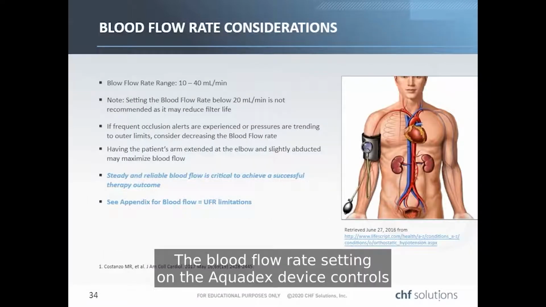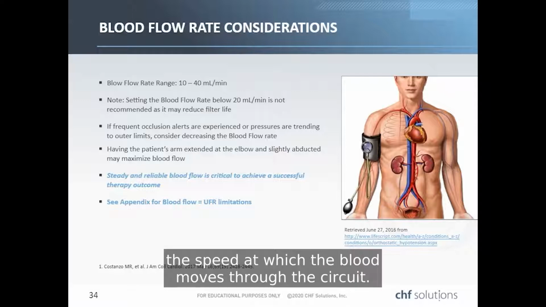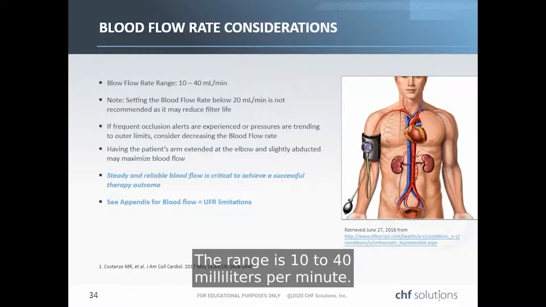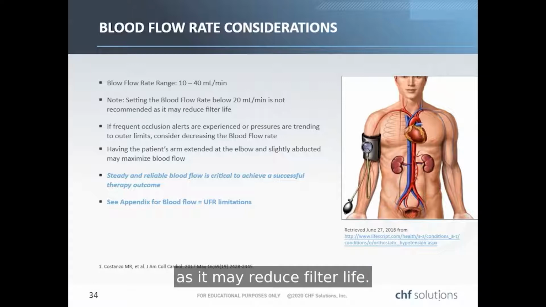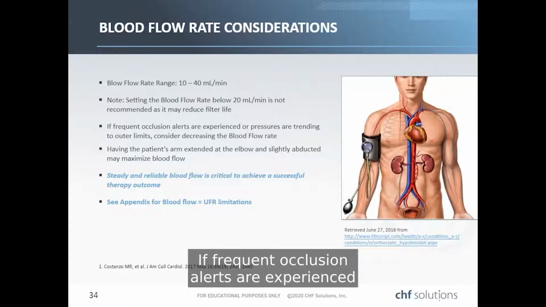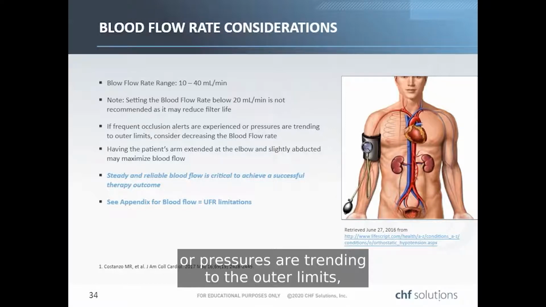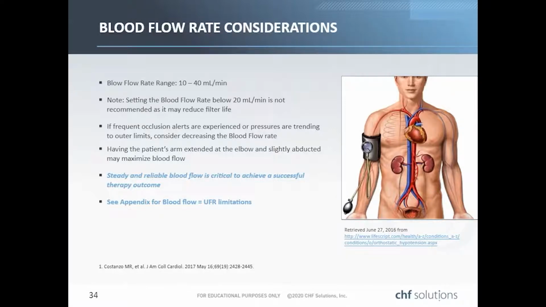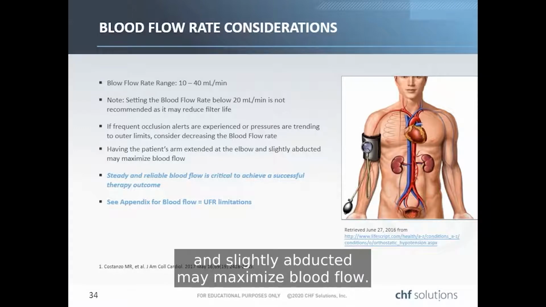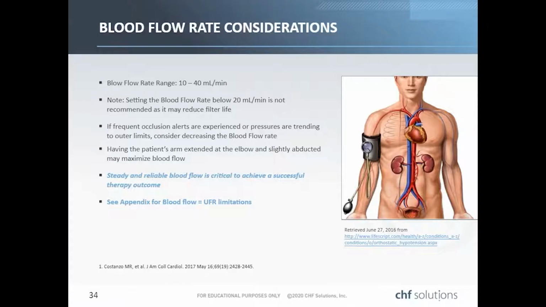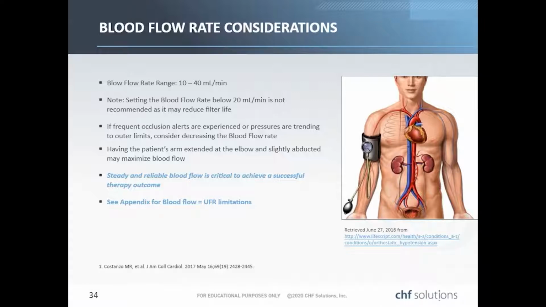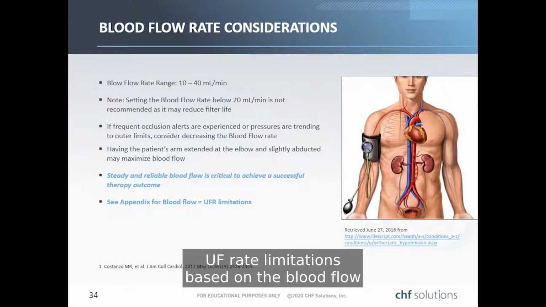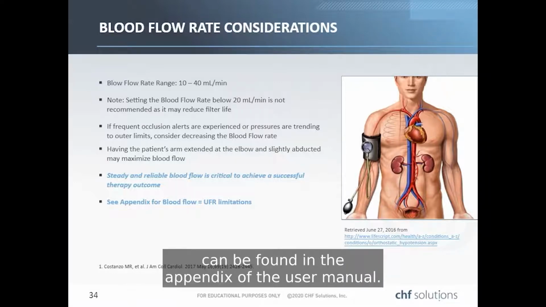The blood flow rate setting on the Aquadex device controls the speed at which the blood moves through the circuit. The range is 10 to 40 milliliters per minute. Note that setting the blood flow rate below 20 milliliters per minute is not recommended as it may reduce filter life. If frequent occlusion alerts are experienced or pressures are trending to the outer limits, consider decreasing the flow rate. Having the patient's arm extended at the elbow and slightly abducted may maximize blood flow. Steady and reliable blood flow is critical to achieve a successful therapy outcome. UF rate limitations based on the blood flow can be found in the appendix of the user manual.